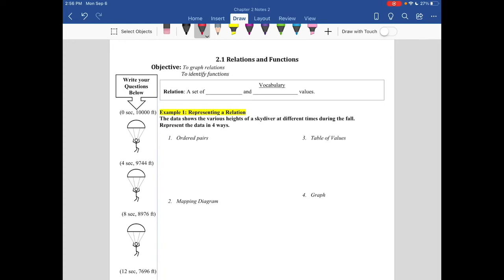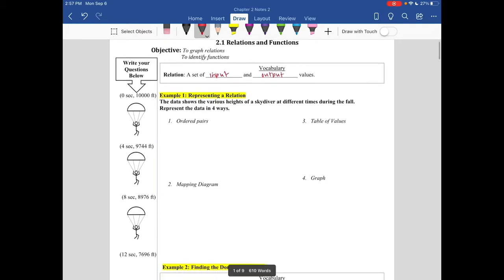To start off Chapter 2, we're going to be talking about relations and functions. How do we graph relations and how do we identify functions? First off, what is a relation? It is a set of input and output values, and they come in lots of different ways. Let's look at one example here of different ways that we could represent this relation.